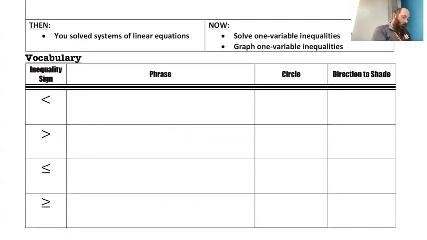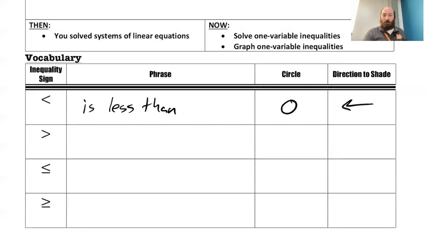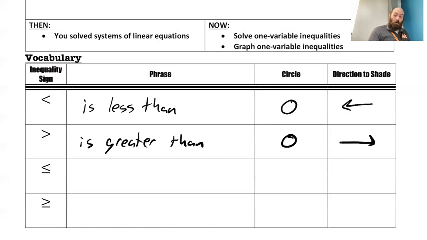So we have this right here. The phrase is less than. When we graph this, you're going to use an open circle. The direction to shade is going to be to the left for less than, as long as we have our inequalities written with a variable first. You'll see what we're talking about in just a minute. This is for the phrase is greater than, also the open circle, but this is going to go to the right.